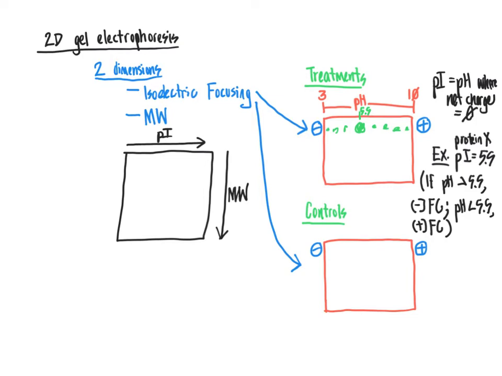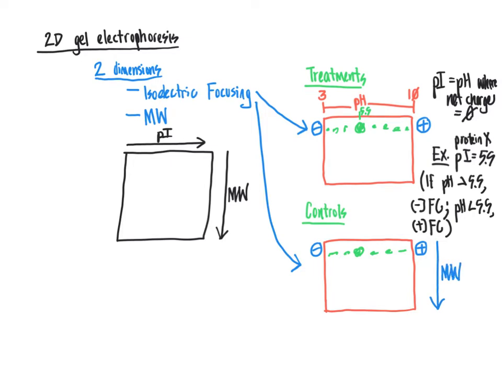After that step has completed for both the treatment and the control, in the next step the proteins would be separated based on their molecular weight, going in the other dimension via a traditional SDS-PAGE type gel method. After the isoelectric focusing, each of these gels would be taken out and then placed into a gel apparatus for separating based on molecular weight, going in the other direction, the second dimension. So this dimension here is where we're separating based on molecular weight.